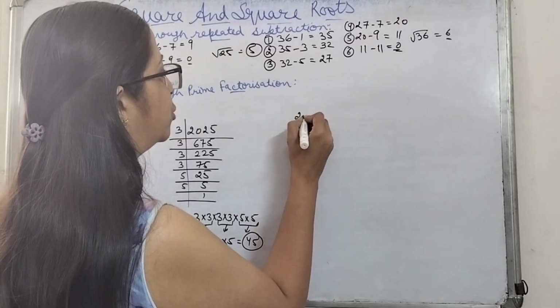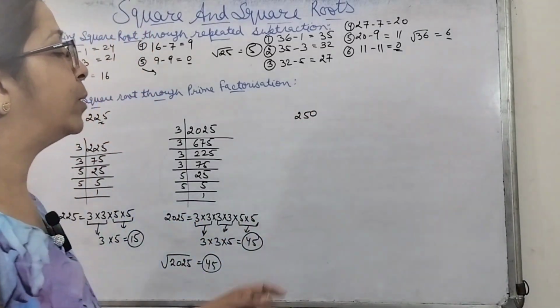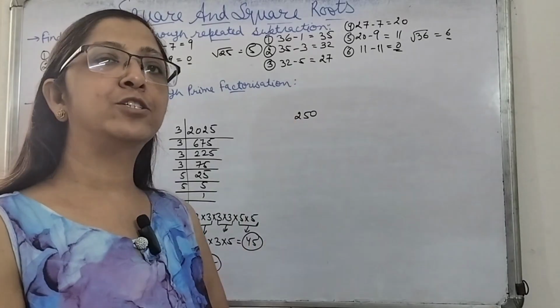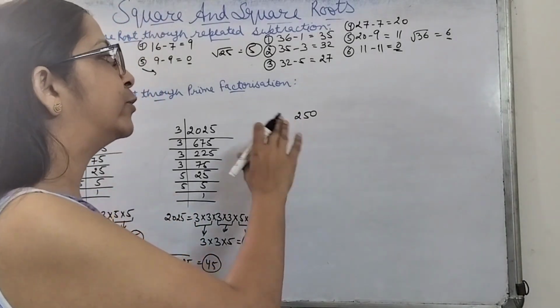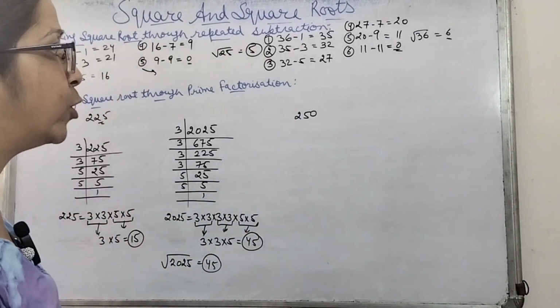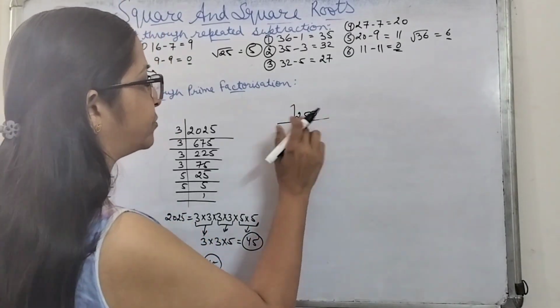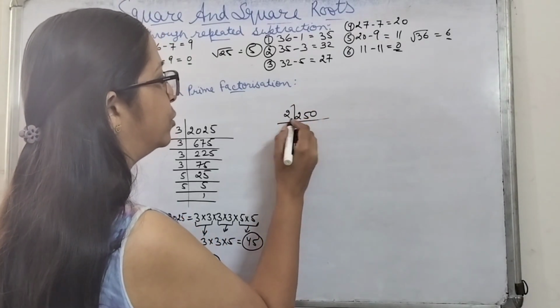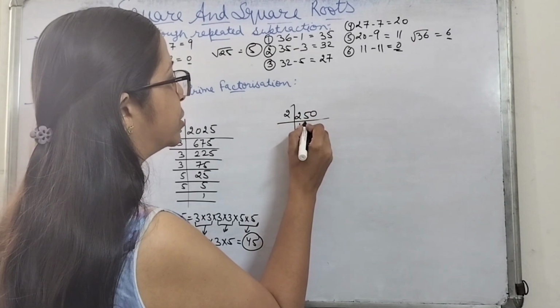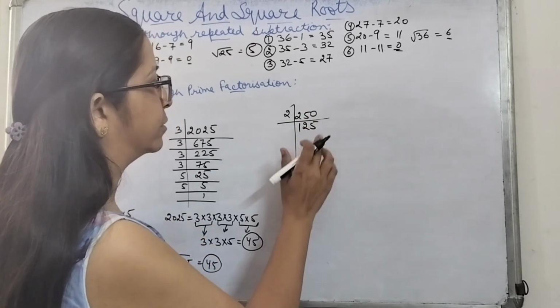Suppose we take 250. By what number should we multiply this 250 so that it becomes a perfect square? For that, first of all we will find the prime factorization. It is divisible by 2. So 2 1s are 2, 2 2s are 4, and 2 5s are 10.